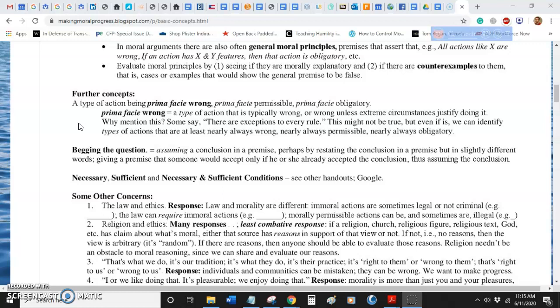Suppose somebody says, conclusion, it's wrong to eat meat. You ask them, well, why think that? Well, because it's not permissible to eat meat. That reason that it's not permissible to eat meat just assumes that it's wrong to eat meat. So on many topics, question-begging arguments are given.